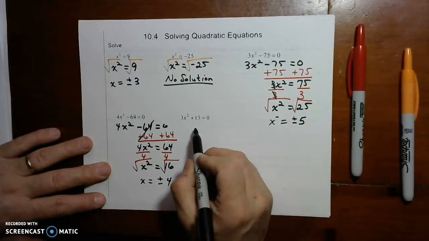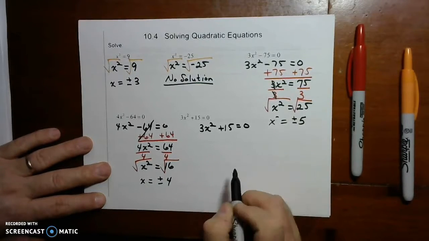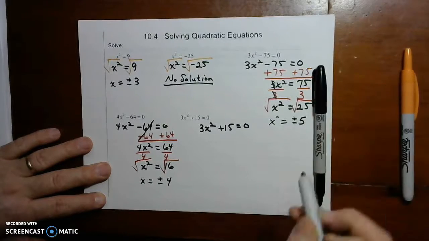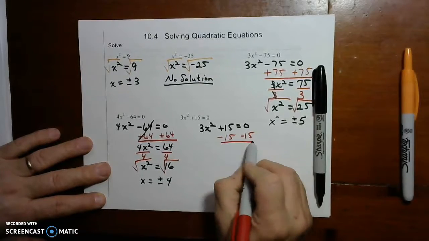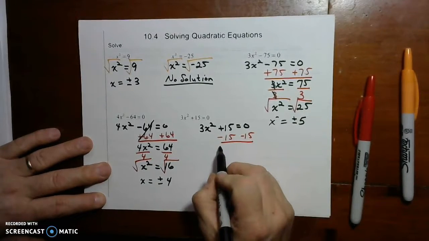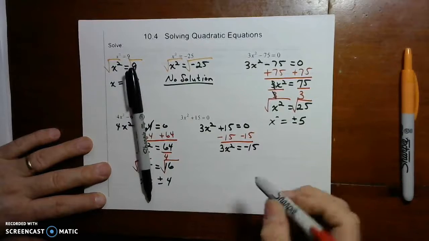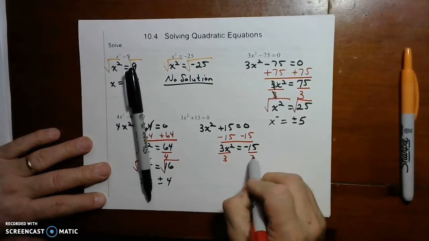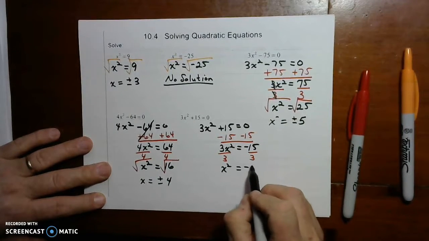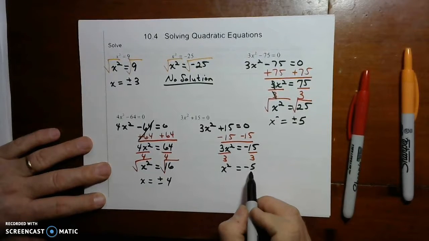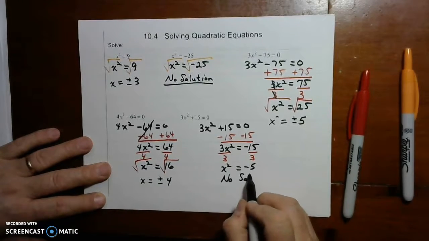Okay, let's move on to the next example, which is 3x to the second power plus 15 equals 0. So I'm going to isolate my variable again. I'm going to subtract 15. That leaves me with 3x squared equals negative 15. Now I'm going to divide by 3. And I see x squared equals negative 5. Again, I can't take the square root of a negative number. Therefore, this is a no solution problem.